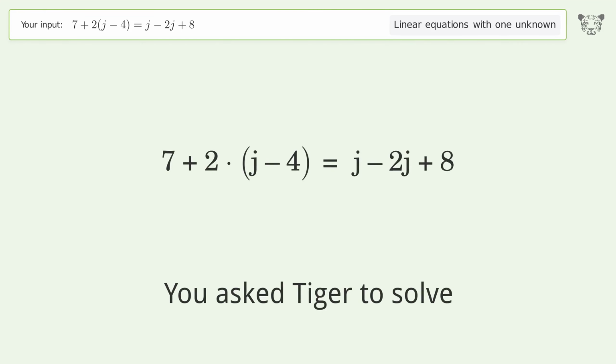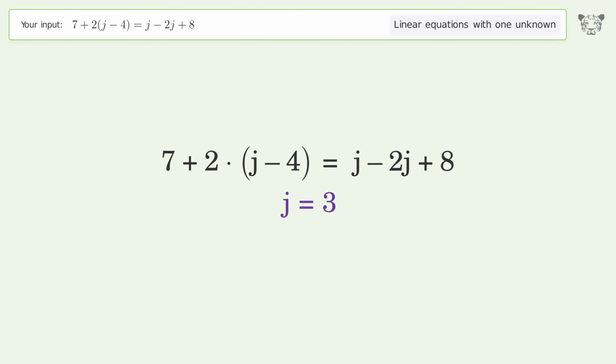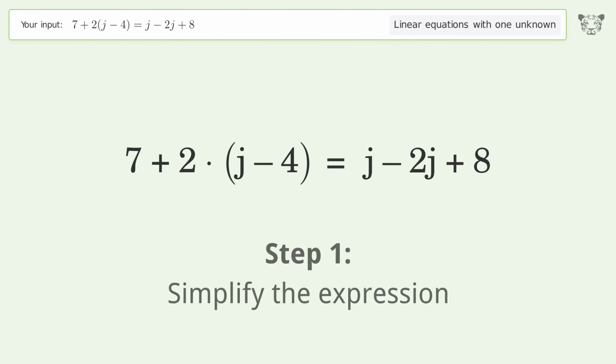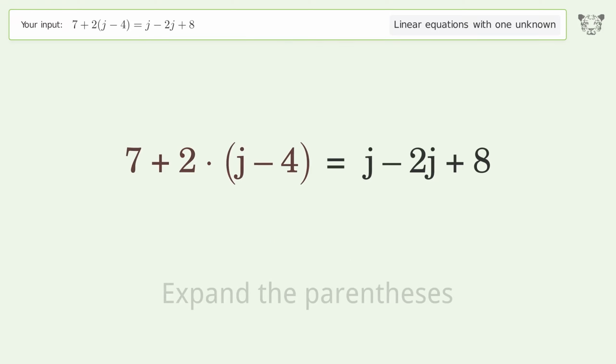You ask Tiger to solve. This deals with linear equations with one unknown. The final result is j equals 3. Let's solve it step by step. Simplify the expression. Expand the parentheses.